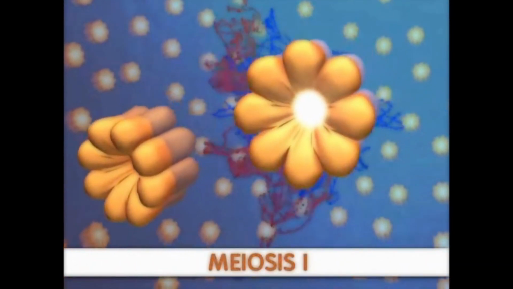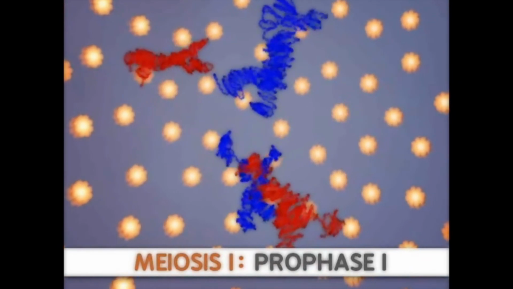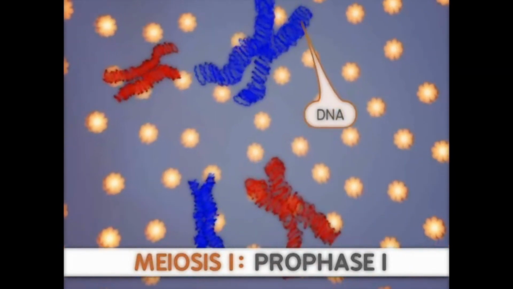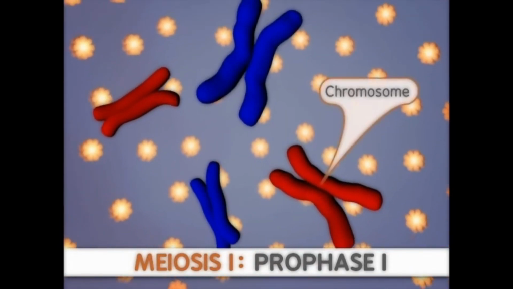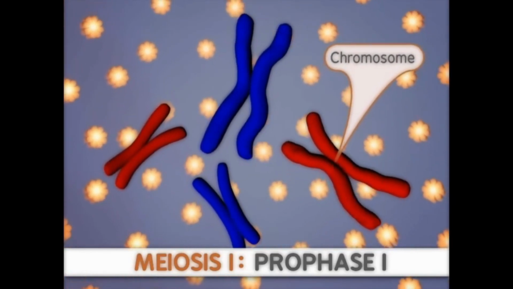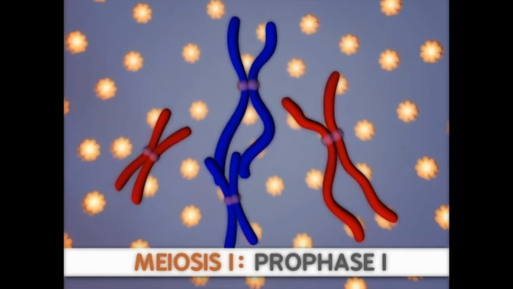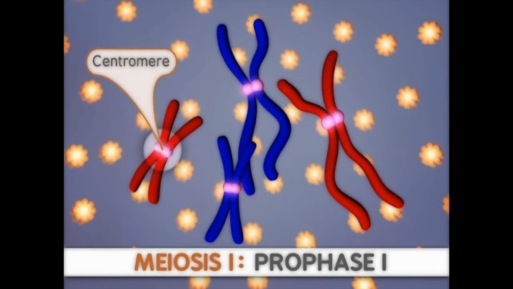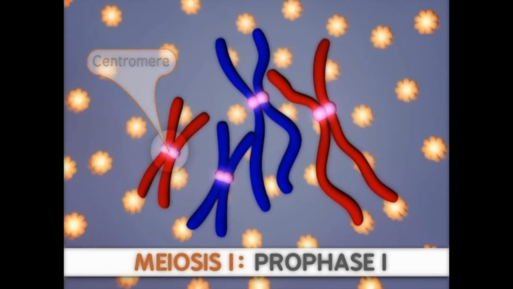Meiosis begins with prophase I. In this stage, the DNA condenses to form chromosomes. Here we see the duplicated sister chromatids joined together at the centromere. They stay fused at the centromere throughout meiosis I.